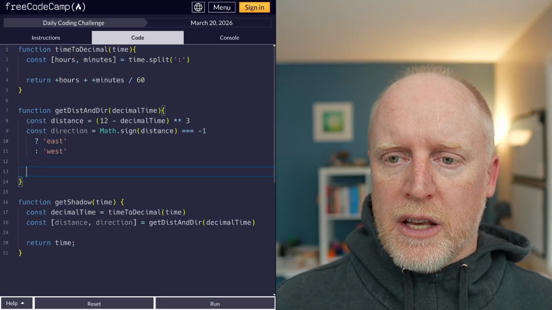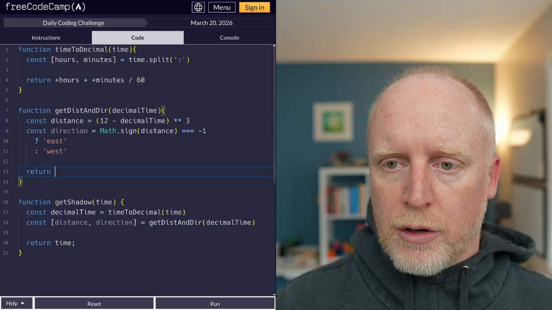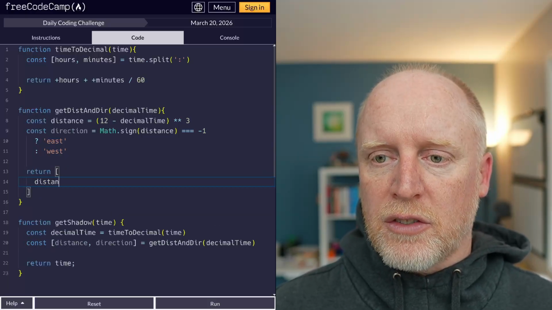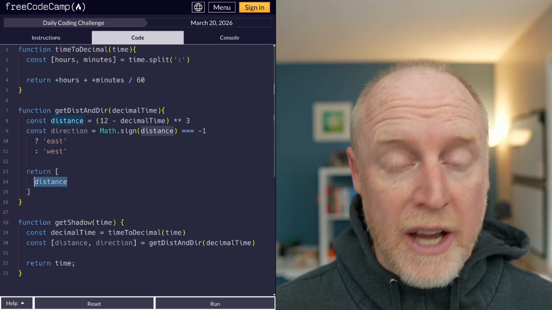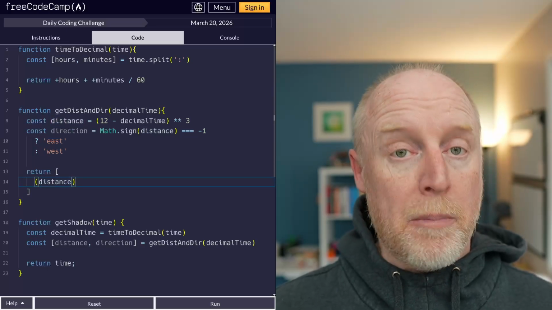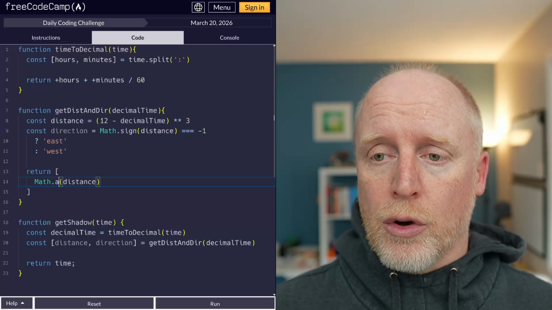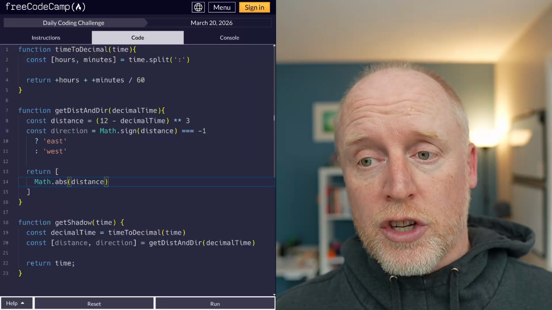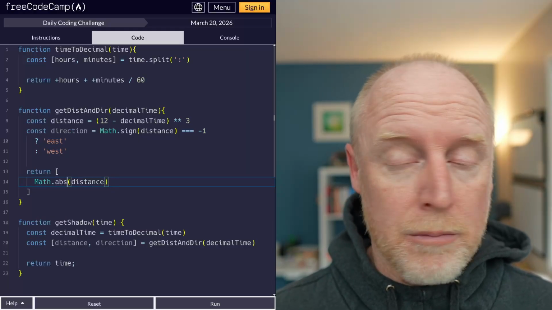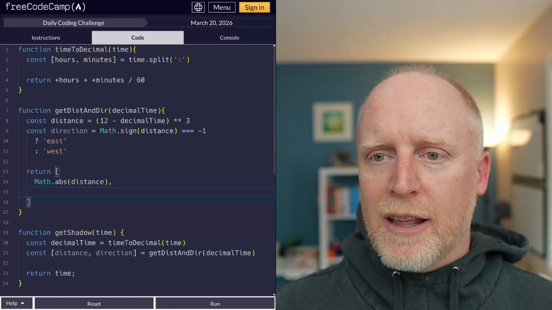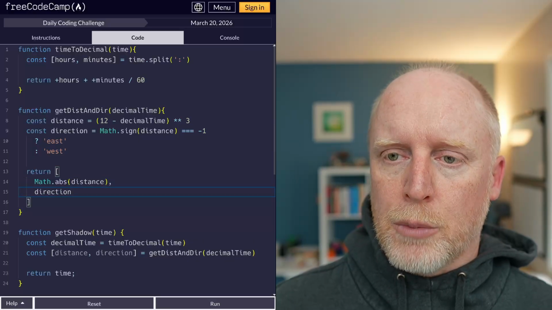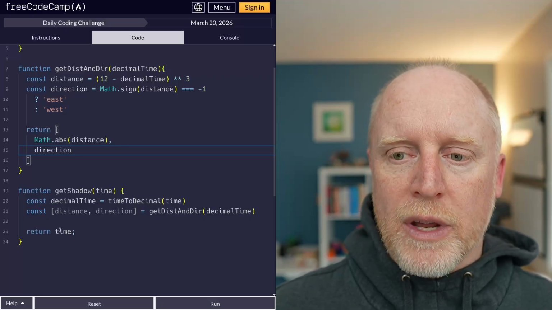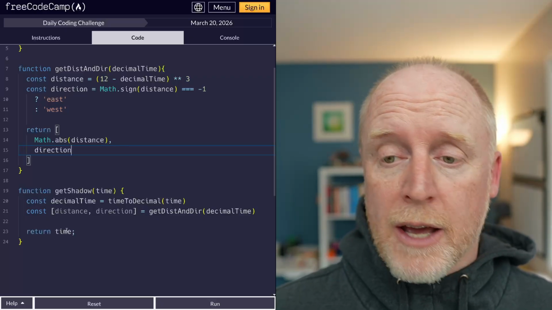The last bit is to return something. We're going to return this array, right? So we have the distance. But remember, distance is currently negative. We don't want that. We want a positive number. So we are going to go math.abs for absolute, which kind of just gets rid of the negative, okay? Just like that. And the direction. Brilliant. So now we have distance and direction, and we need to fill this part in, okay?